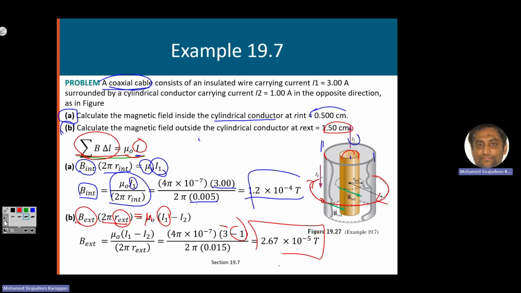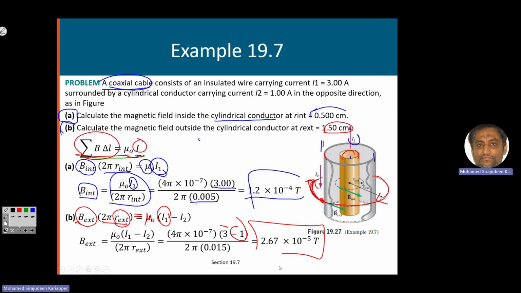So the direction of B, from our right-hand rule, we don't know actually. We don't know what the direction of B is. So we are going this way, and you don't know the direction of B. You decided to go this way, so this direction is the positive direction, and the other direction will be negative.